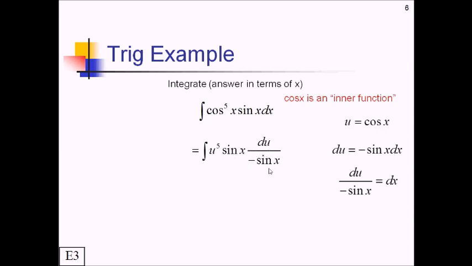Sines are going to cancel, so this is just negative u to the fifth. Bumping that up to a 6 and dividing by 6, we have negative 1 over 6 u to the sixth plus c. And then we'll just substitute cosine back in. So this is negative 1 over 6 cosine to the sixth power of x plus c.